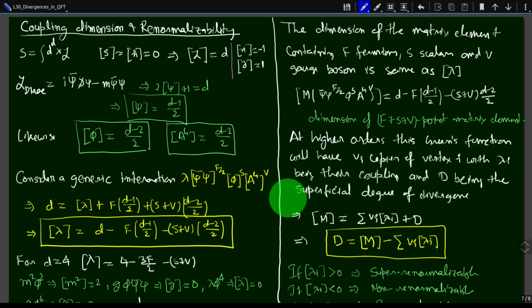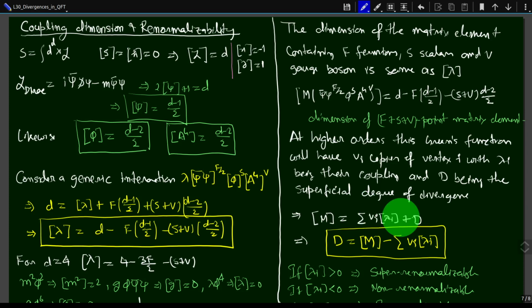Assuming that's the case, then what is the mass dimension of this? I can write the mass dimension of the matrix element as the sum of the mass dimensions of all the couplings, so vi times the mass dimension of lambda i, summed over all i's, plus d. D is the superficial degree of divergence, because these things are constant. They have mass dimension, but they are constant.